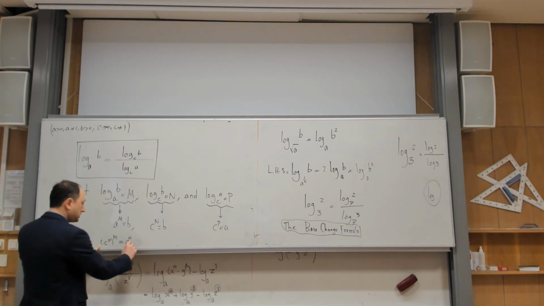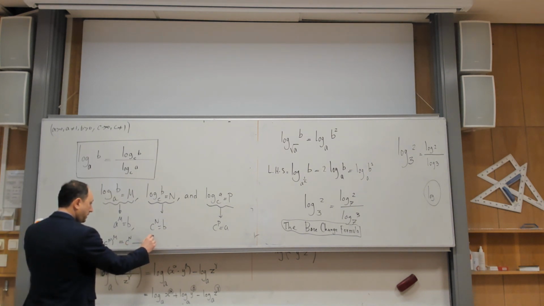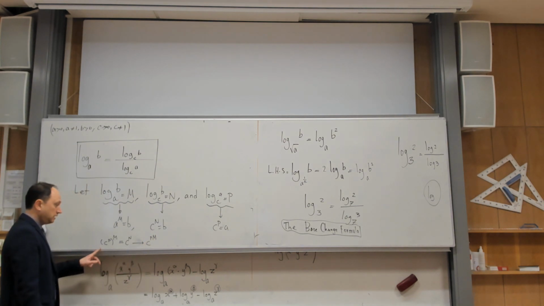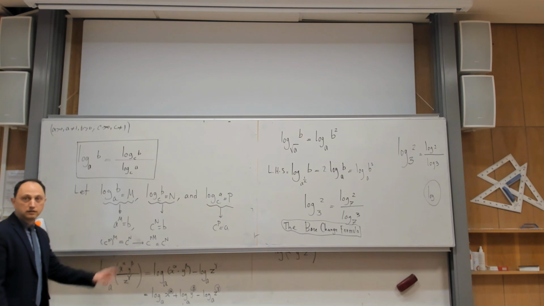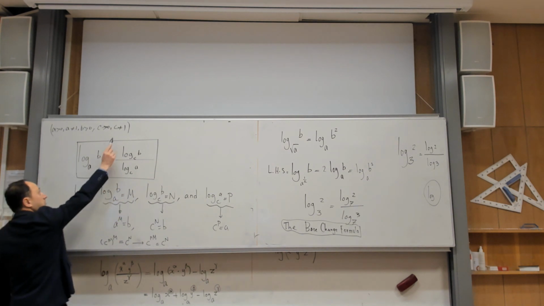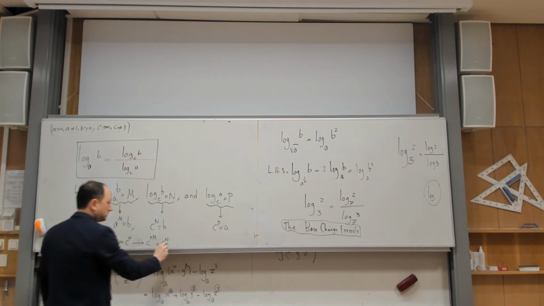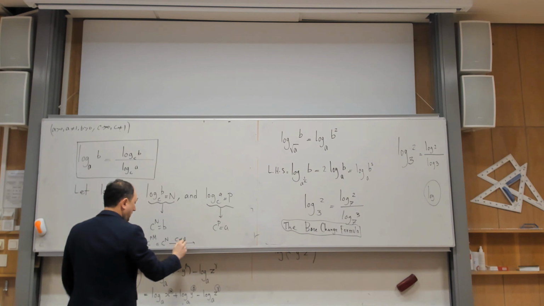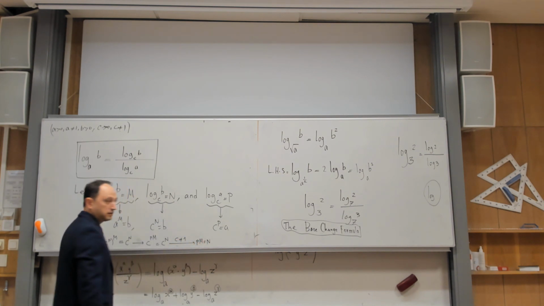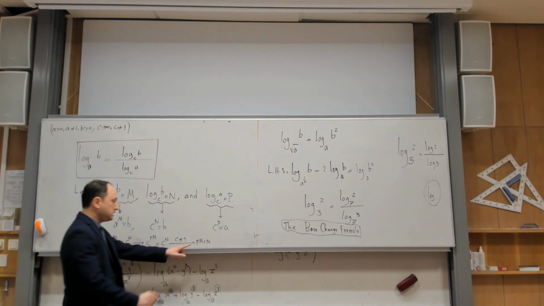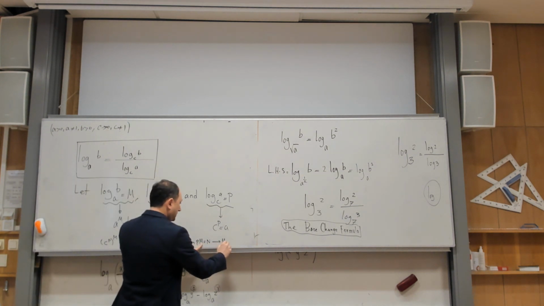Why? Because this means c to the power pm is equal to c to the power n. And then c is not equal to 1, so I can conclude that pm is equal to n. So this means m is equal to n over p.